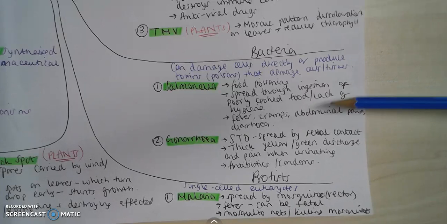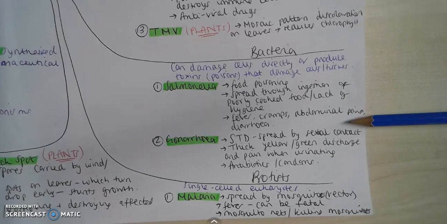Typical symptoms: fever, cramps, abdominal pain and diarrhea. With most people it will tend to go away on its own after a while. If not, antibiotics usually can be used to get rid of the salmonella bacteria.